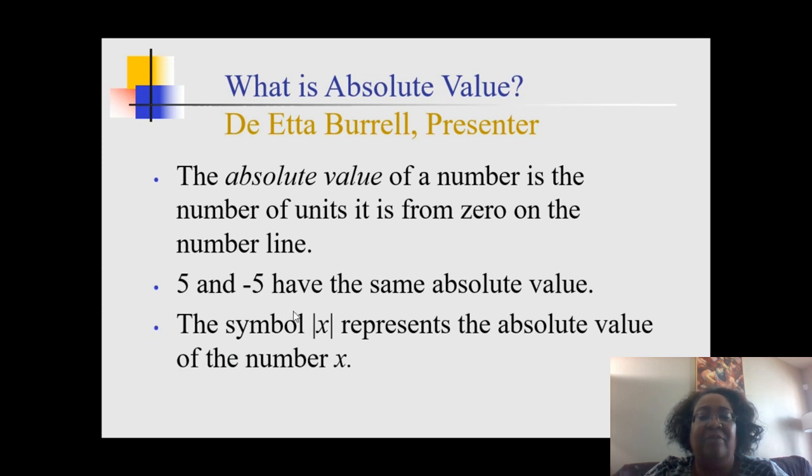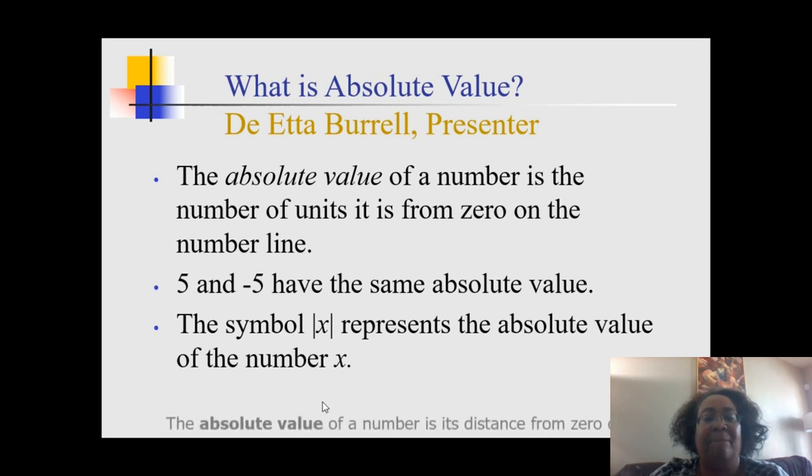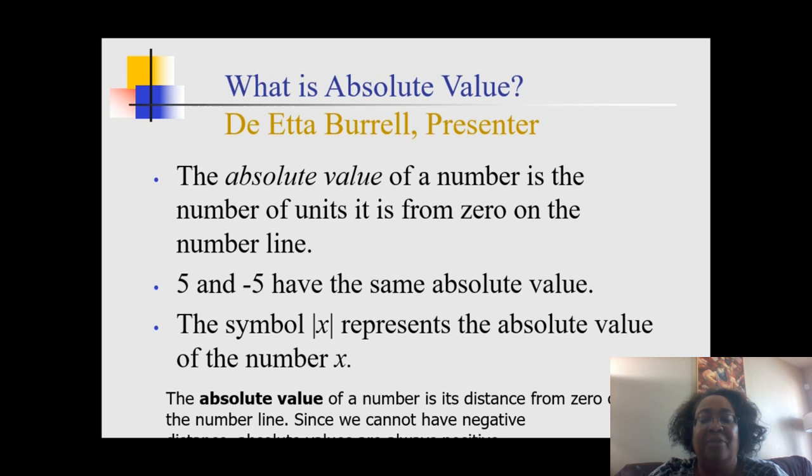The symbol for absolute value that helps you with the definition are two lines straight up and down. So the way I would read this is I would say, what is the absolute value of x? And remember, x can be either a positive or a negative. The definition means how far is this number from 0? And it's never going to be a negative number. So remember that the absolute value of a number is its distance from 0 on the number line. Since we cannot have negative distances, absolute values are always going to be positive.